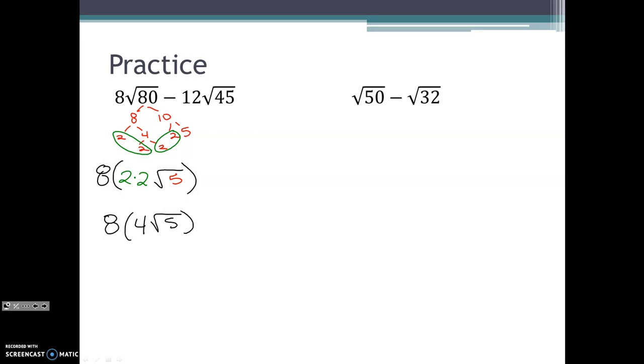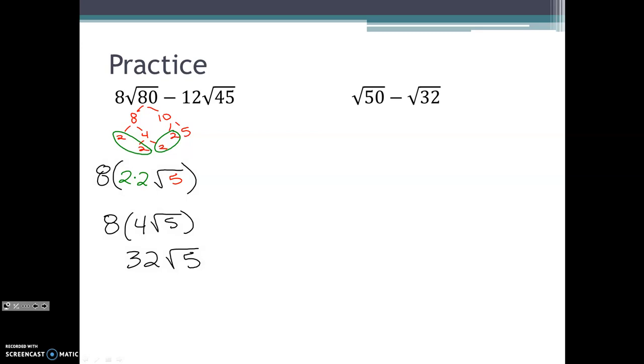Okay, and we will talk about multiplying these in this next section here, but essentially 8 times 4 square roots of 5, you just multiply the numbers on the outside together. So that is really 32 square root of 5. Okay, you just take the 8 times 4 to give me 32. There's nothing on the inside of the square roots, so those just stay the same.